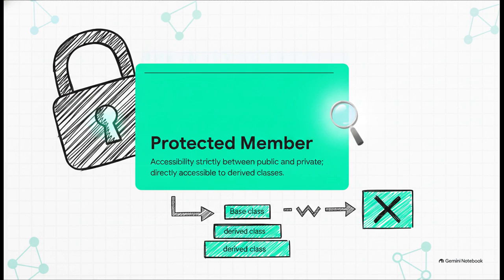The crucial point here is understanding the protected keyword. A protected member's access level is strictly in between public and private. It remains completely hidden from the outside world, like you can't just access it from your main function, but it is directly accessible to derived classes. Basically, it's the specific keyword a base class uses to grant special VIP access privileges exclusively to its own children.